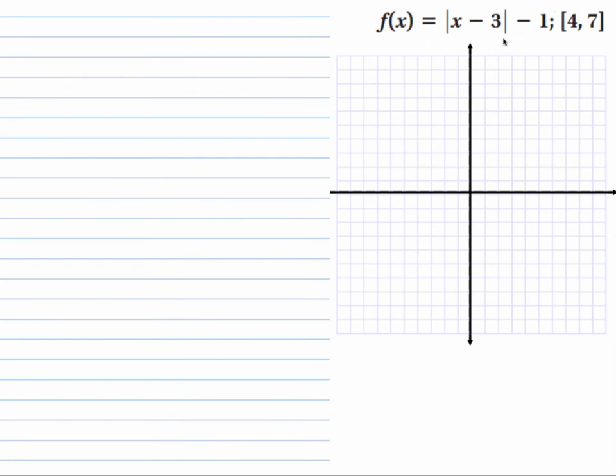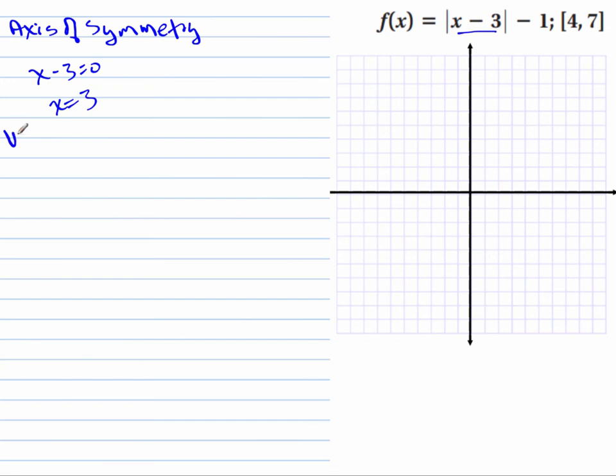Oh, now this is a good one. Let's graph this one right here and look at what happens to it on 4, 7. Where's my axis of symmetry? My axis of symmetry occurs where what's in the absolute value is equal to 0. So when x minus 3 is equal to 0, when x is equal to 3.